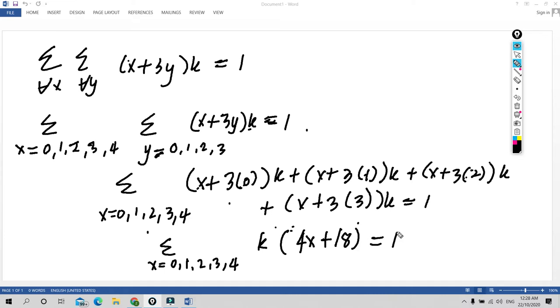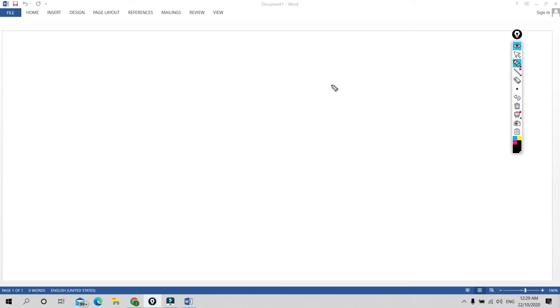Now we solve for x. I just continue here. Now I have 4x plus 18. We have 0, 3 plus 6 is 9, 9 plus 9 is 18. So 4x plus 18k, and now we have the summation of 4x plus 18k, which is equal to 1.